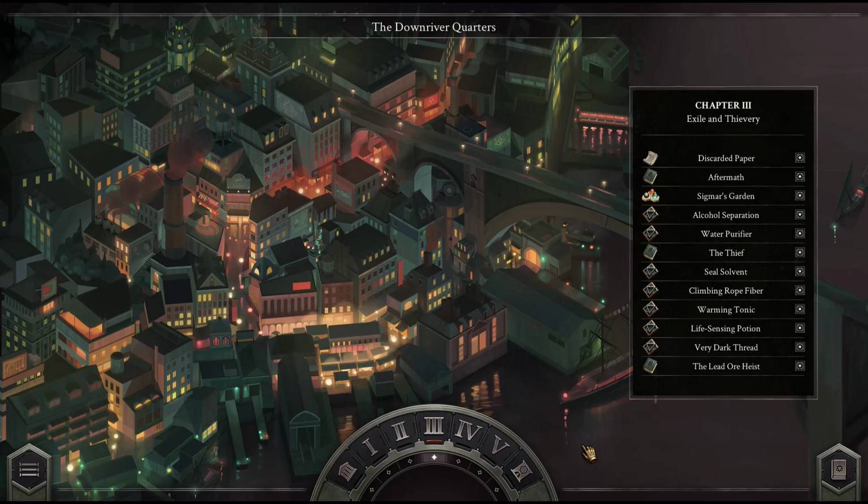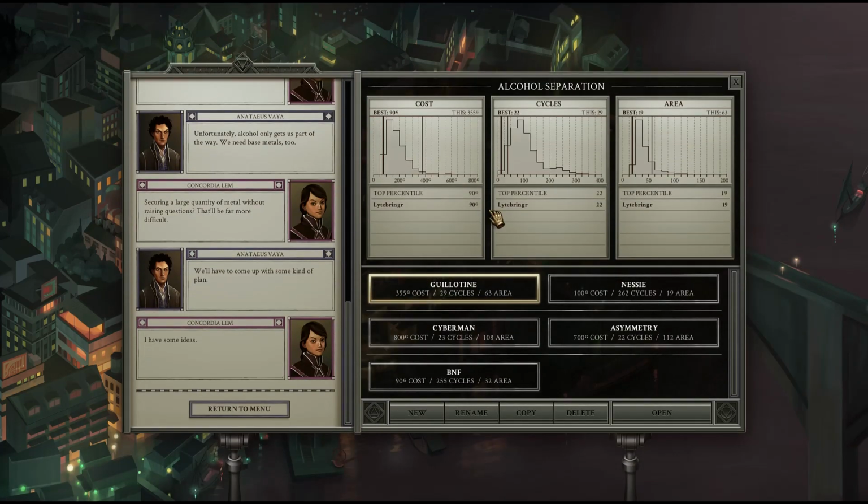Here we are in Chapter 3. Things have gone down. No spoilers. Spoilers, you just play the game. I mean, we're spoiling the puzzles, but we're not spoiling the plot. Play the game for yourself. Find out what happens. But here we are with alcohol separation. We're here turning alcohol into all of the different elements because, well, it's what we've got on hand.